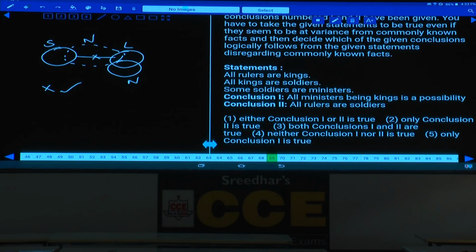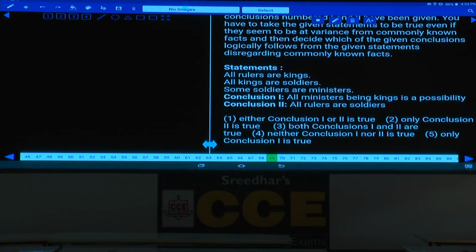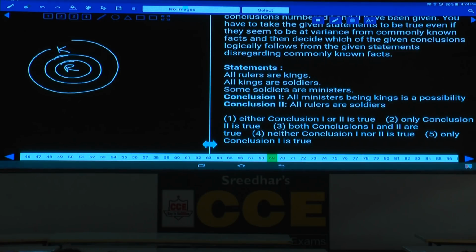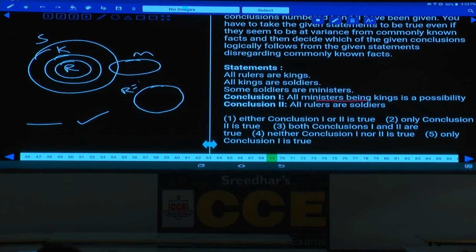Then coming to question number 69. All rulers are kings. And all kings are soldiers. And some soldiers are ministers. First conclusion, all ministers are kings is a possibility. Second one, all rulers are soldiers. That is definitely true. As all ministers are kings is a possibility, isn't it? Now, as all the statements are affirmative for possibility, we can write a single diagram. Ruler equals king equals soldier equals minister. And the first one is also possible. Then what is your answer here? Both the conclusions follow. Choice 3.